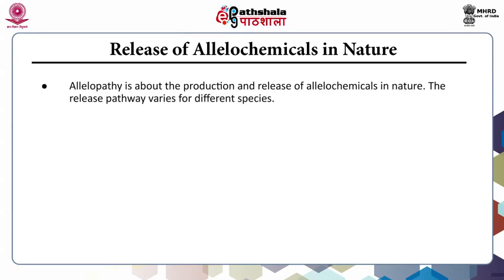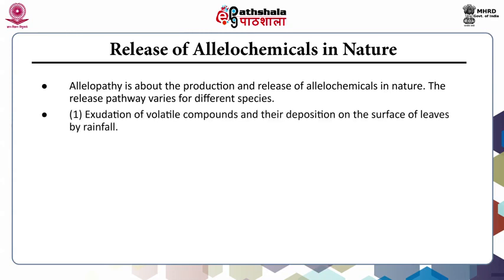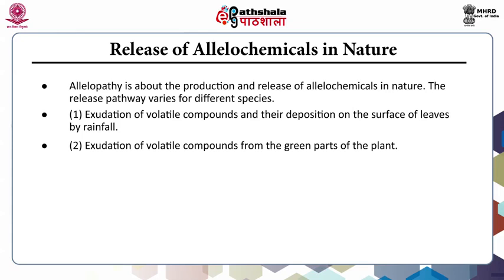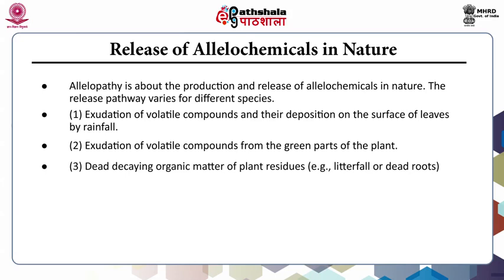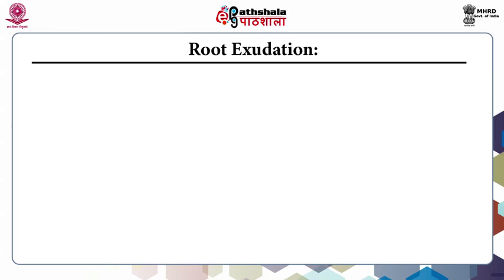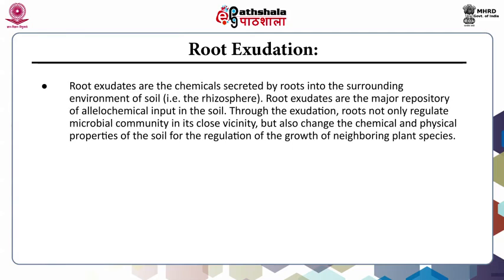Allelopathy is all about the production and the release of allelochemicals in nature. The release pathway varies for different species. First is exudation of volatile compounds and their deposition on the surface of leaves by rainfall. Exudation of volatile compounds from green parts of the plant. Dead decaying organic matter of plant residues, that is litter fall or dead roots, and root exudation. Now, coming to the root exudation property. Root exudates are the chemicals that are secreted by roots into the surrounding environment of soil, that is rhizosphere.